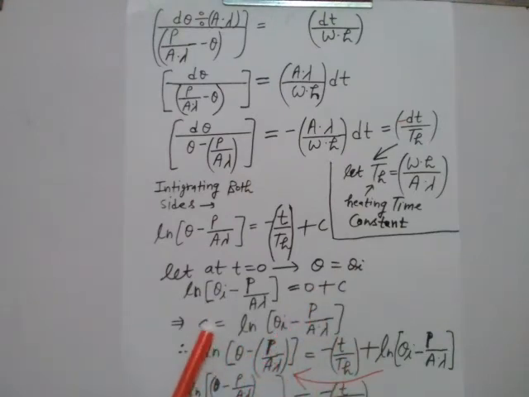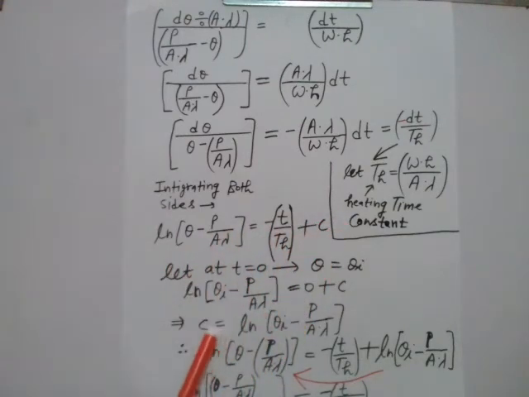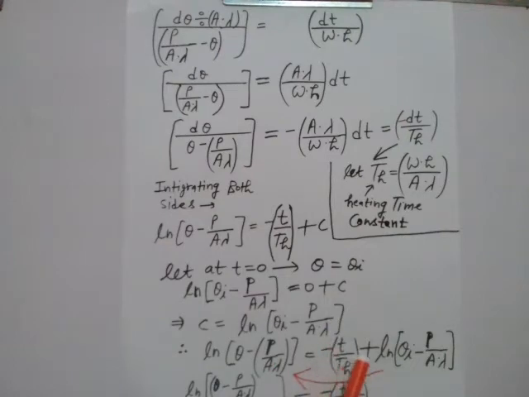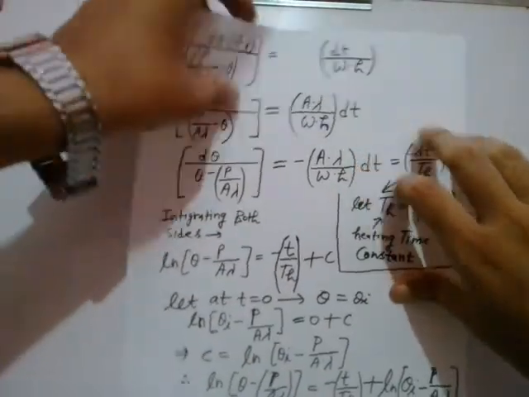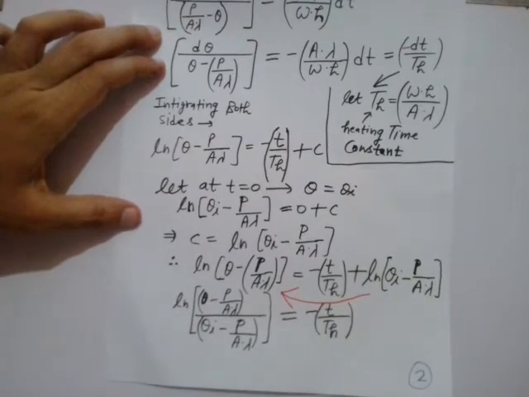So put this integration constant c into this equation. You will get ln of (theta minus p by a lambda) is equal to minus t by tau h plus ln (theta I minus p by a lambda), right? Take this term into the left hand side. You will get ln of (theta minus p by a lambda) divided by (theta I minus p by a lambda) is equal to minus t by tau h. You will get this equation, right?